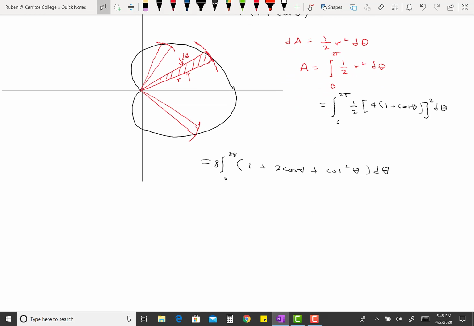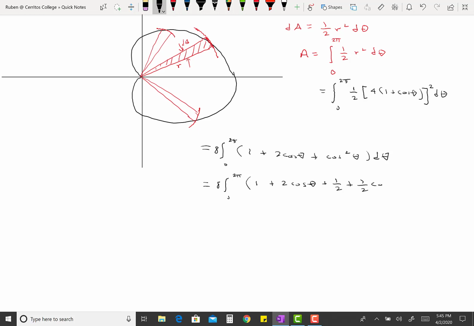The first two terms in this integral are very simple. The integral of 1 is theta. The integral of 2 cosine is 2 sine. How do we integrate cosine squared? How do we integrate even powers of sines and cosines? If you recall, we integrate even powers of sines and cosines by using power-reducing formulas. So the power-reducing formula for cosine squared says we get 1/2 times 1 plus cosine of 2 theta. So 1/2 plus 1/2 cosine of 2 theta, integrated with respect to theta. I think I'll combine inside the integrand the 1 and the 1/2 to give me 3/2. So 3/2 plus 2 cosine theta plus 1/2 cosine 2 theta.